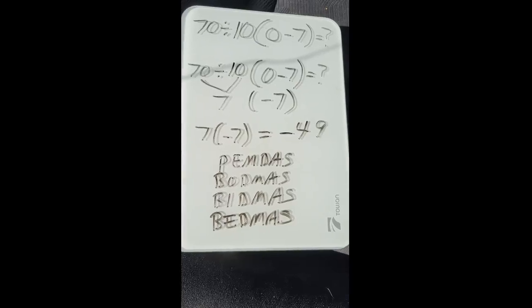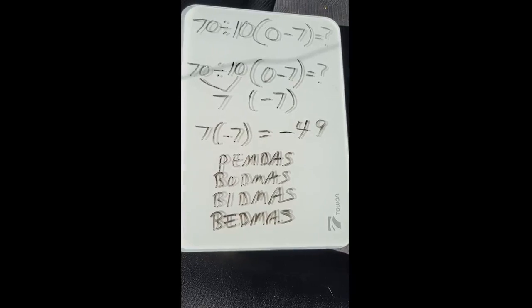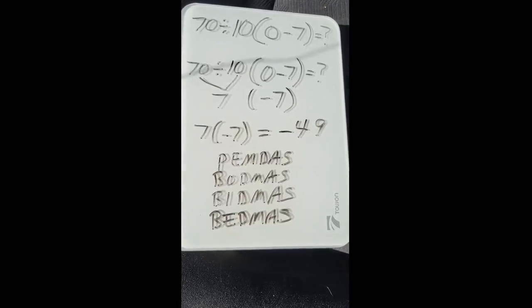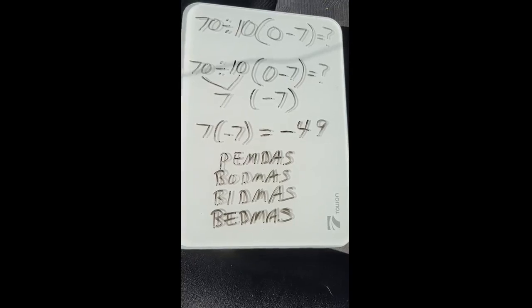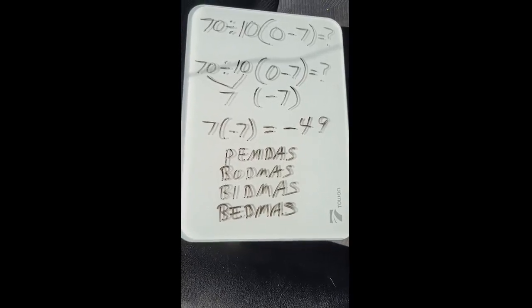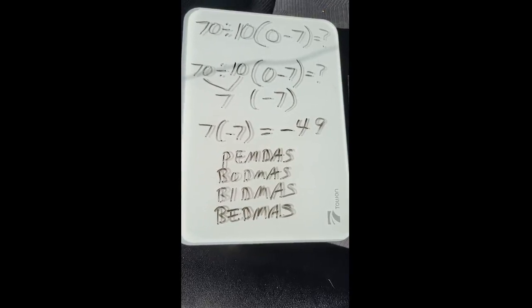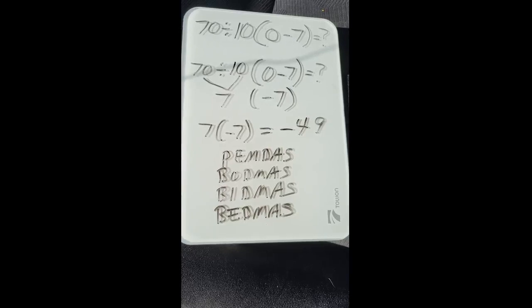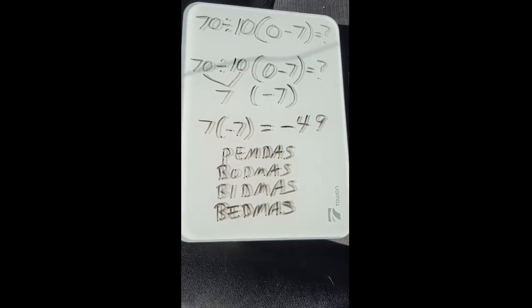All right, we're going to do the little longer explanation of this problem. 70 divided by 10 multiplied by the quantity 0 minus 7. Remember, the order of operations: we have parentheses, so you solve everything inside the parentheses first, which is 0 minus 7, which gives you negative 7. Remember, multiplication and division are solved left to right. Multiplication and division have equal precedence.